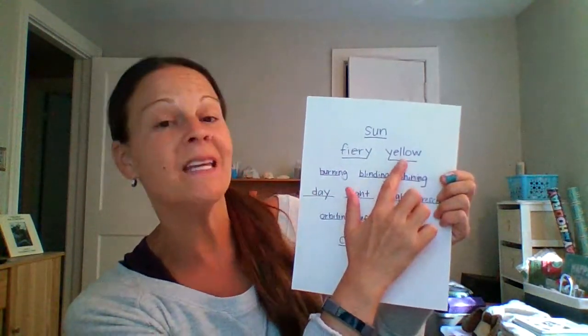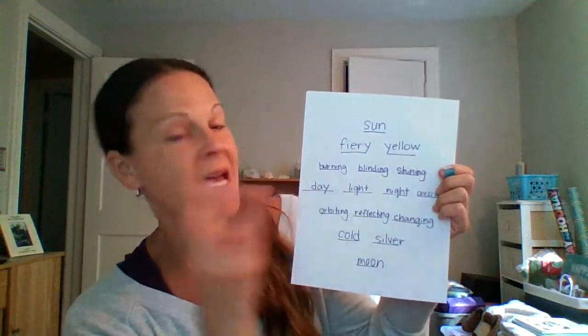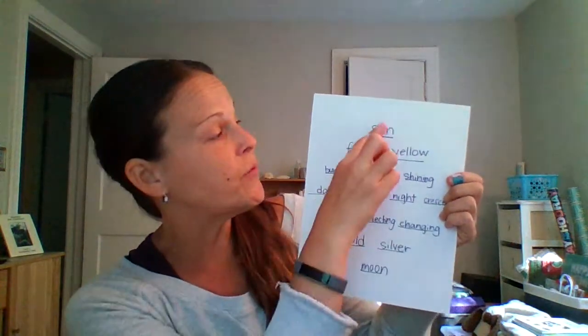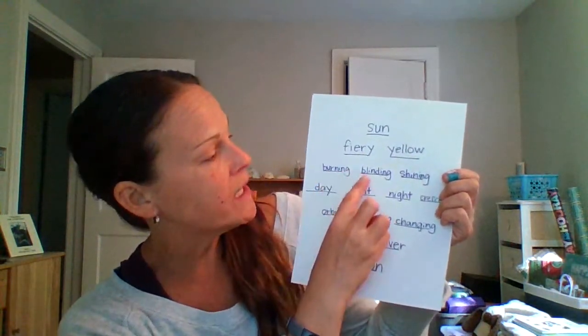It says sun. I described the sun as fiery and yellow. Those are my 2 adjectives. Now I need 3 verbs for the sun. Burning, blinding, shining. Now I need 2 nouns. I have day and light.